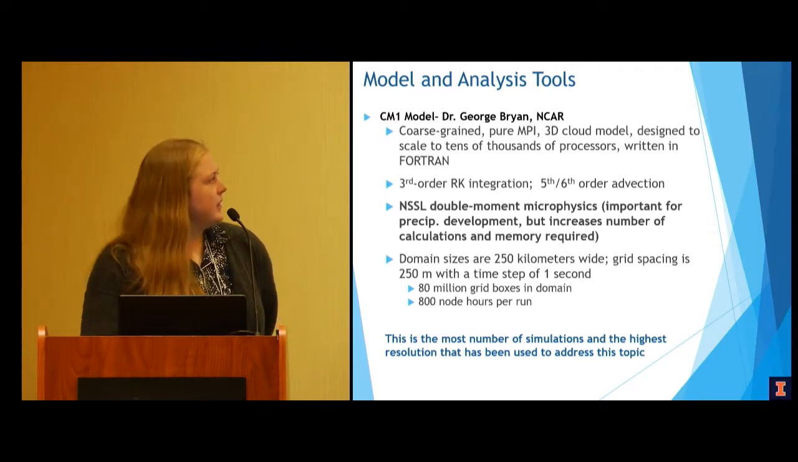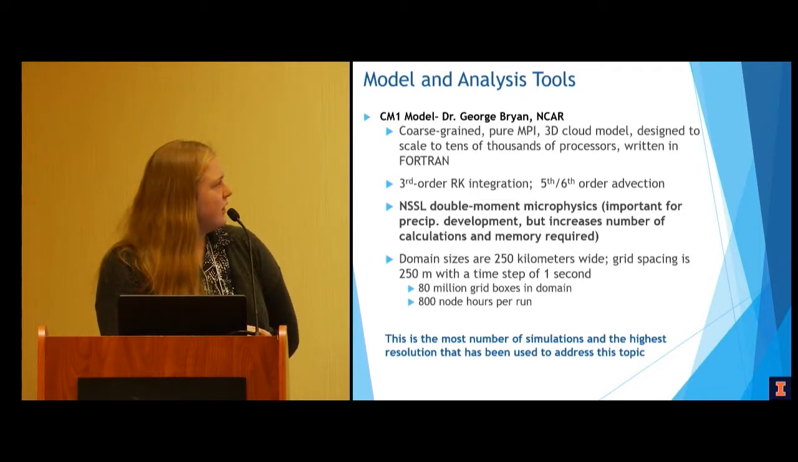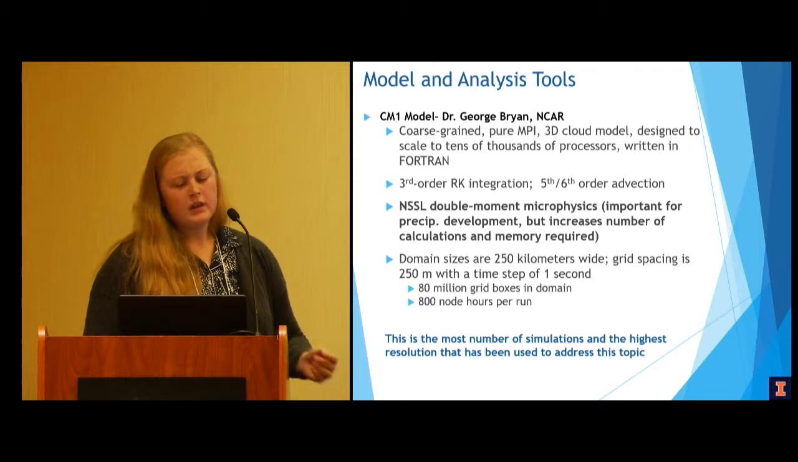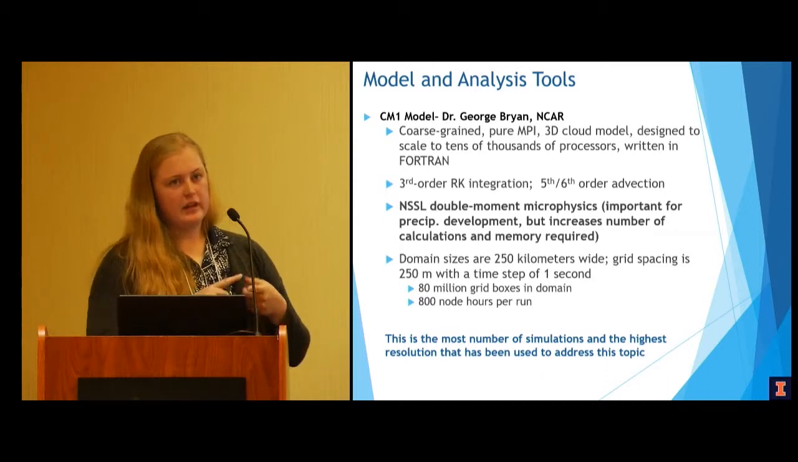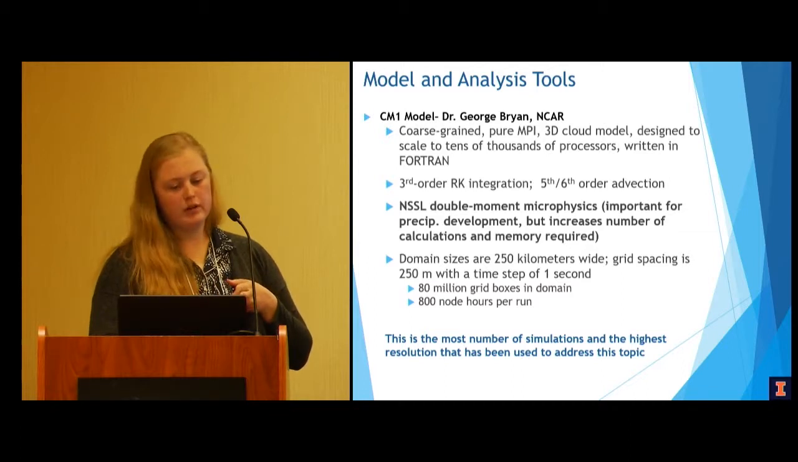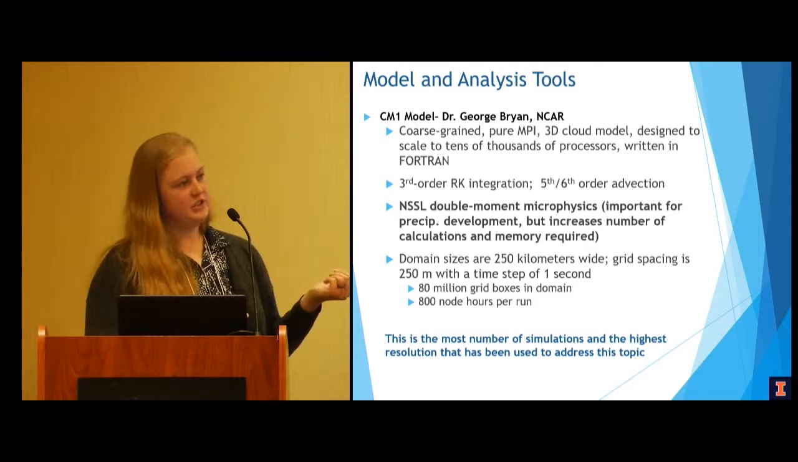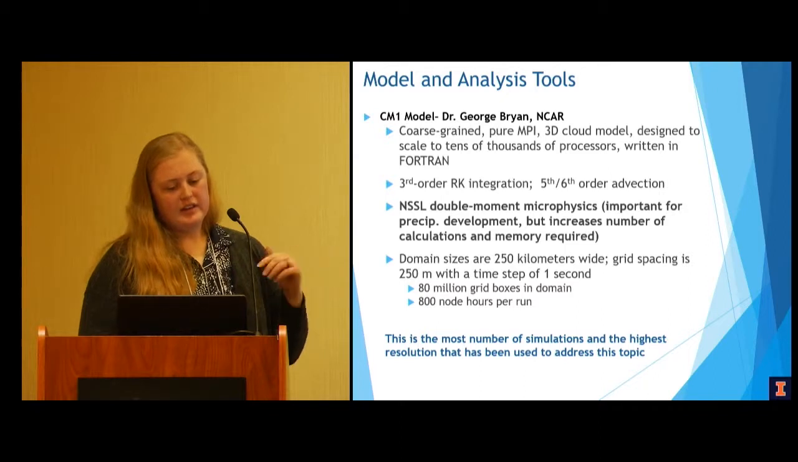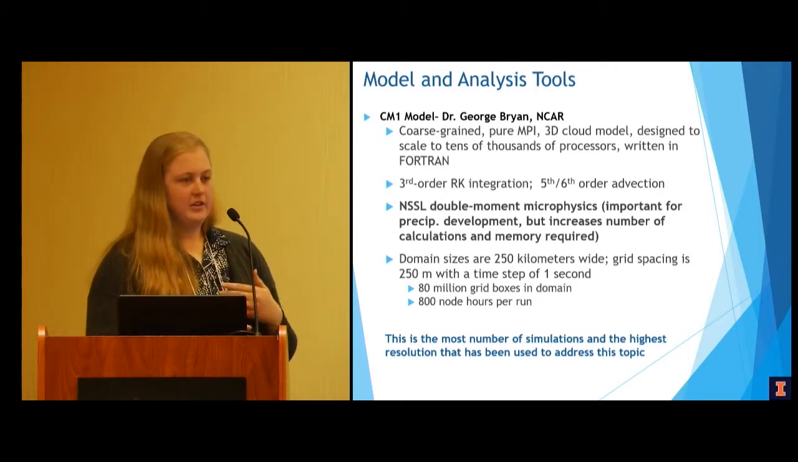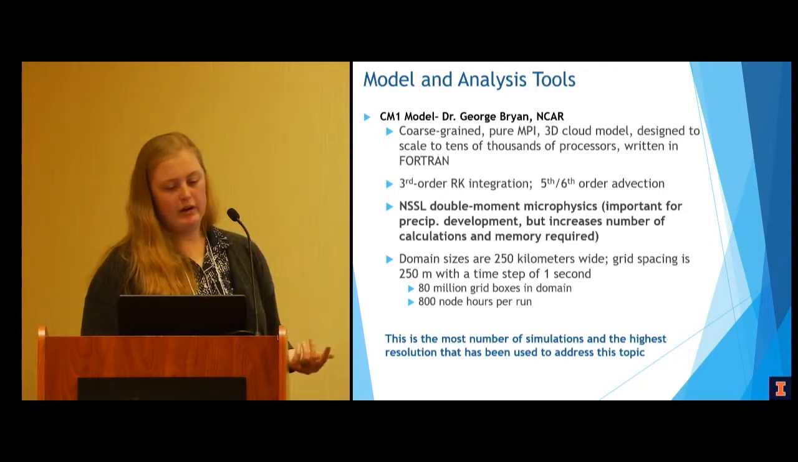And so one of the main things we are using this for is because we also use the NSSL double moment microphysics scheme. Double moment schemes will predict each hydrometeor's mass and number concentration at each grid point, which is important for precipitation development. But the downside is it does increase the number of calculations and memory required.